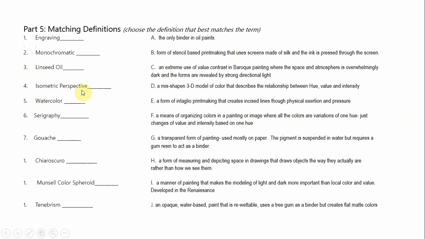All right, 4, isometric perspective is a form of measuring and depicting space in drawings that draws objects the way they actually are rather than how we see them. Right? Yep.